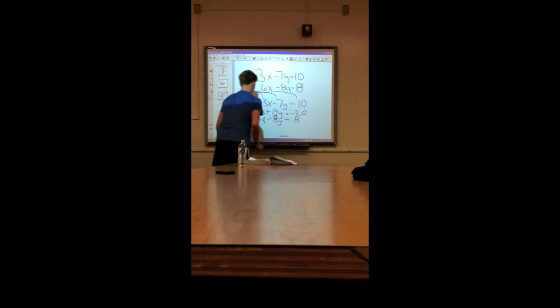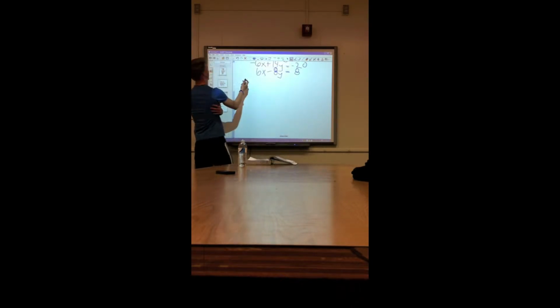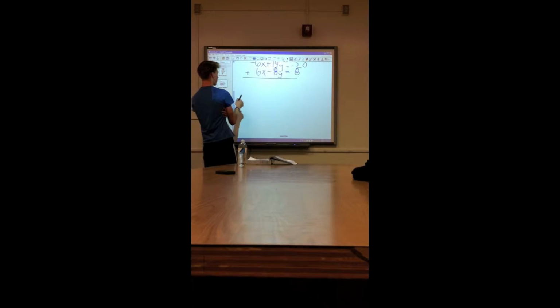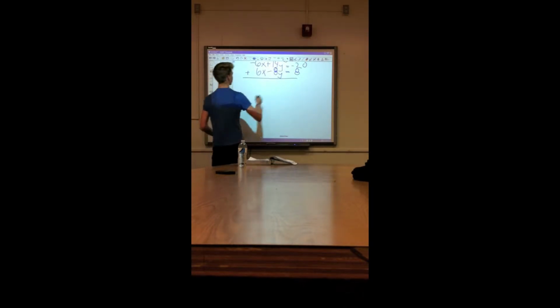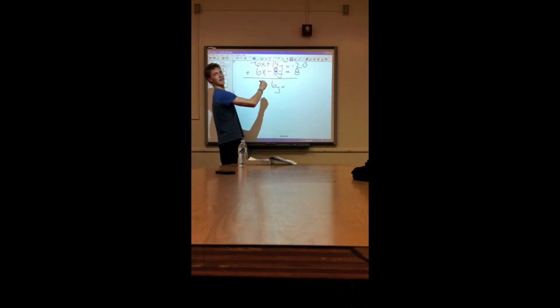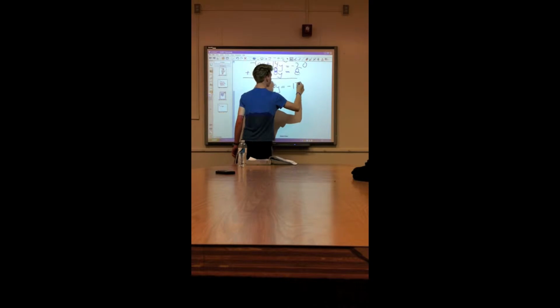Okay. Now to solve for this, how do we find that? We're going to add these up. The x becomes 0, so we're not going to put anything there. Positive 14 plus negative 8 is 6. So equals negative 12.